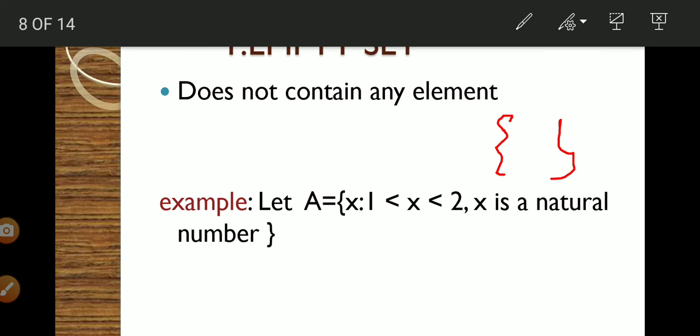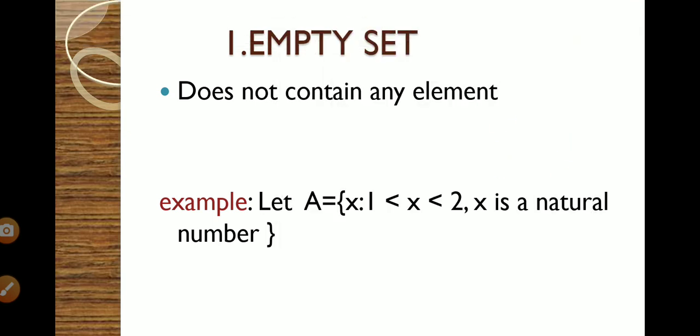For example, a set of apples in the basket of grapes is an example of an empty set, because in the grapes basket there are no apples present, right? So we'll say it is an empty set.